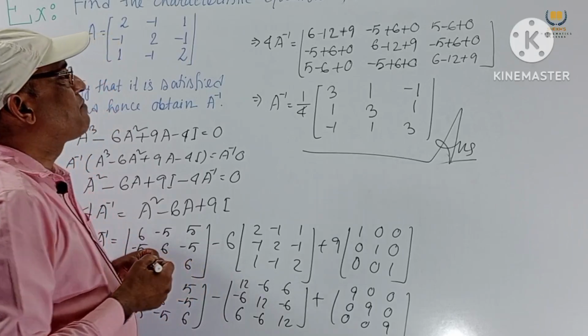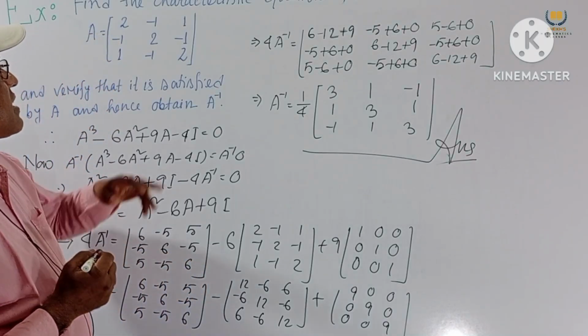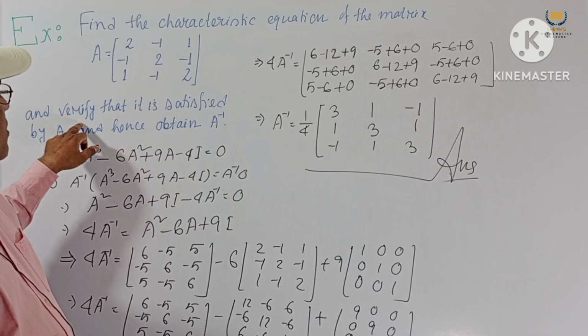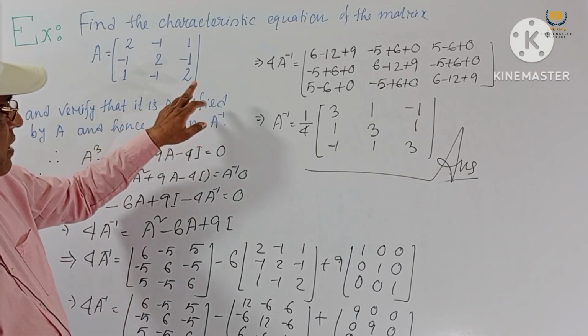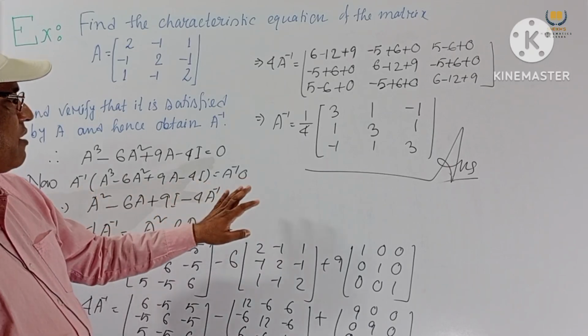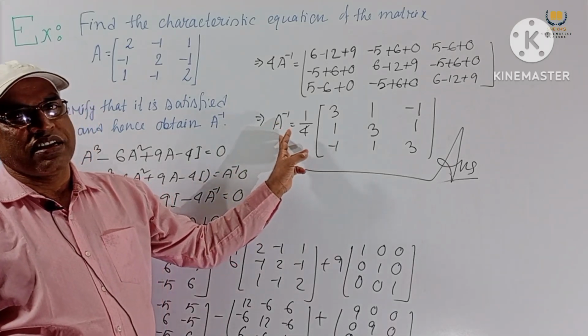So it has 3 parts. The first part is the characteristic equation, already done. And the second part, the Cayley-Hamilton theorem, it is satisfied by A, already we get this equal to 0. And multiplying both sides by A inverse, we get A inverse. This is the last part.